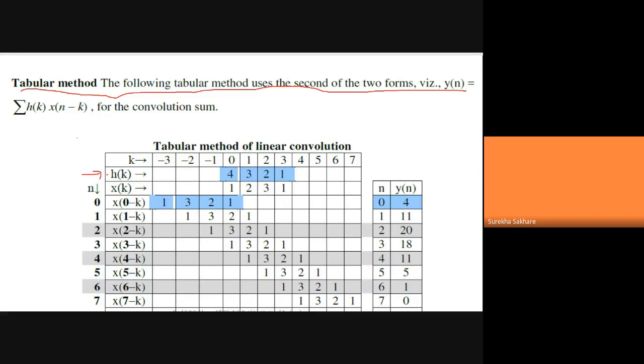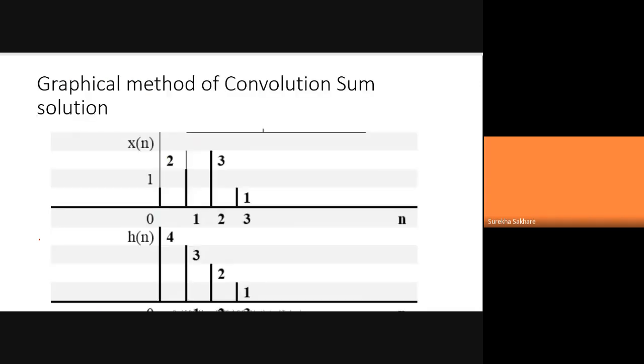Now before you understand this tabulation, you might be remembering that h of n has been converted to h of k. Simply change the index. Then x of n has been changed to x of k. Now the mirror image has been taken here. So actually this is going to reflect the graphical method of operation. So first we will see the graphical and then come to the tabular. We'll just go for the graphical method.